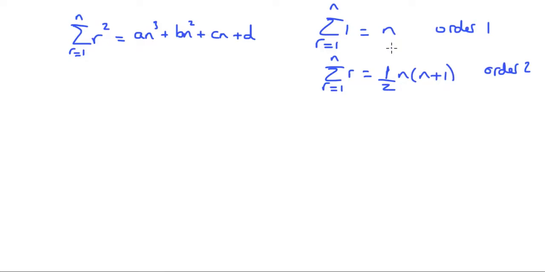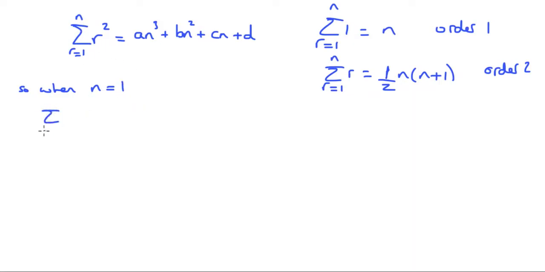We can work out a, b, c and d, and that's what I'm going to do with you. The first thing we need to think about is that we need 4 equations, because we've got 4 unknowns. What we can do is look at what happens when n is 1, 2, 3 and 4 and form some equations. So when n is equal to 1, what happens?